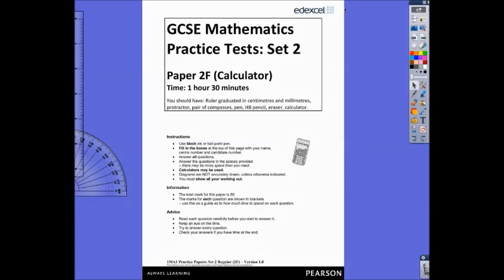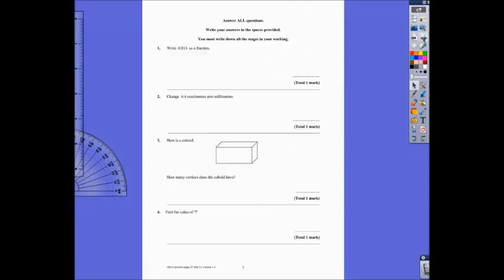This is GCSE Mathematics Practice Test Set 2, Paper 2F. Question 1. Write 0.013 as a fraction.